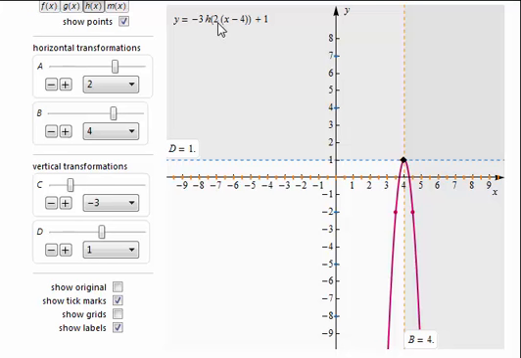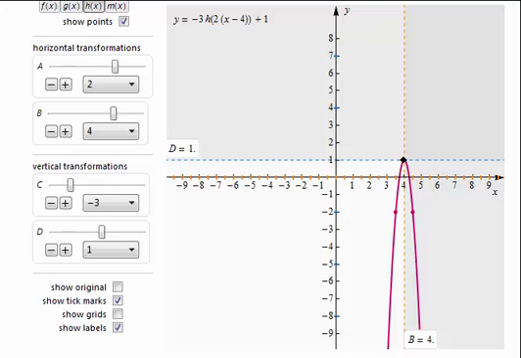So a equals 2, that compresses the graph, narrows it, compresses it toward its axis of symmetry. b equals 4, that shifts it to the right by 4 units. c equals -3, the negative reflects the graph over the x-axis, or its horizontal line of reference. The 3 expands it vertically, narrowing the graph. And d equals 1 shifts the graph up 1 unit.